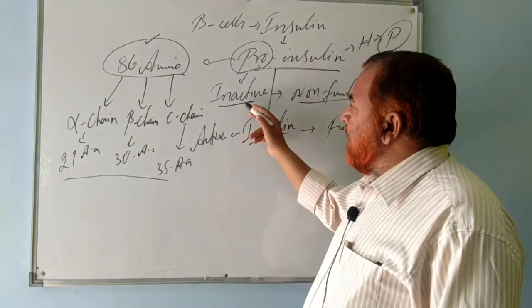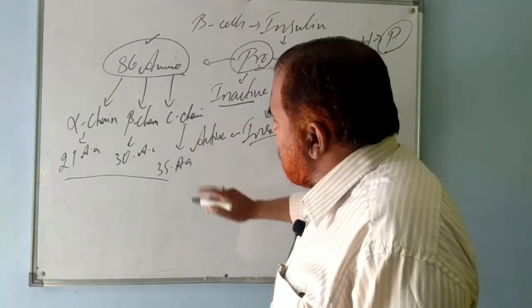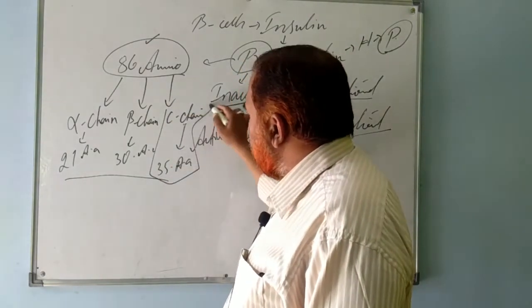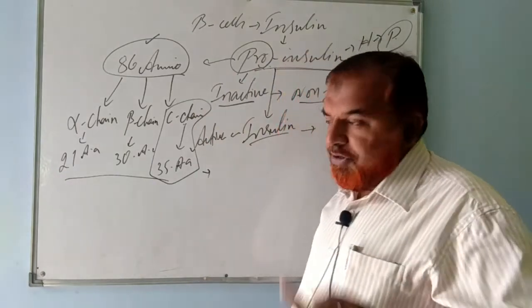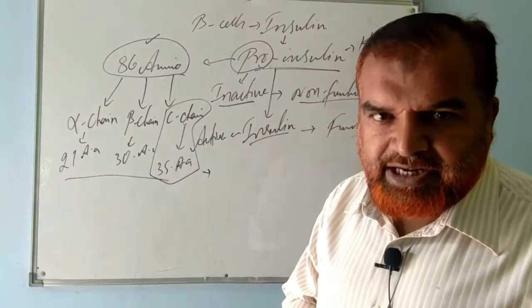Now, I told you that it is an inactive insulin. Why inactive? Because these many amino acids are there. So here, the C chain will be removed. What will be removed? The C chain having 35 amino acids. We don't have an option here to tell you those amino acids, and that much detail is not there at PU level also.